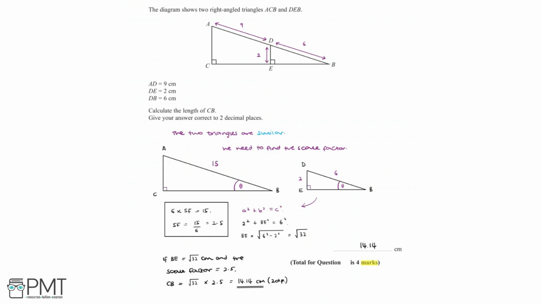Now this question is worth 4 marks. We get the first mark for finding that the scale factor is equal to 2.5. We get the second mark for finding that the length of line BE is equal to root 32. We get the third mark for the correct process to find the length of CB by doing root 32 multiplied by the scale factor of 2.5. And we get the fourth mark for the correct final answer that the length of line CB is equal to 14.14 centimeters to 2 decimal places, allowing us to get the full 4 marks needed in this question.